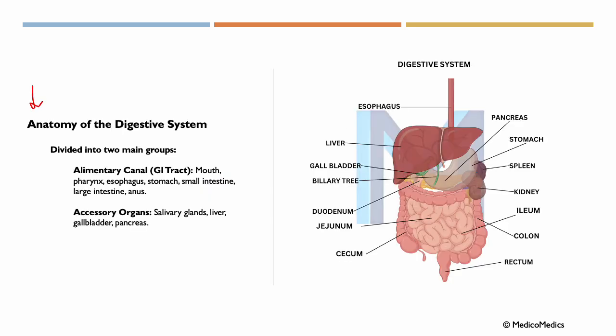Now let's begin with the anatomy of the digestive system. So it is, like the respiratory system, also divided into two main groups. Here we have the alimentary canal, or the GI tract, which includes the mouth, pharynx, esophagus, stomach, the small and large intestines, and the anus. And then we have the accessory organs. So these are our salivary glands, our liver, gallbladder, and pancreas.